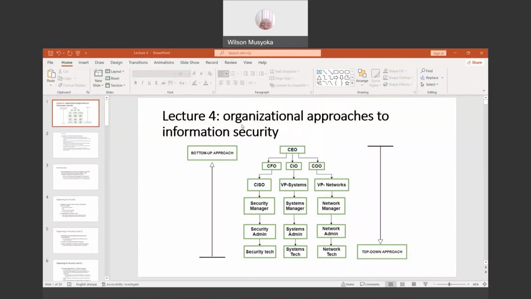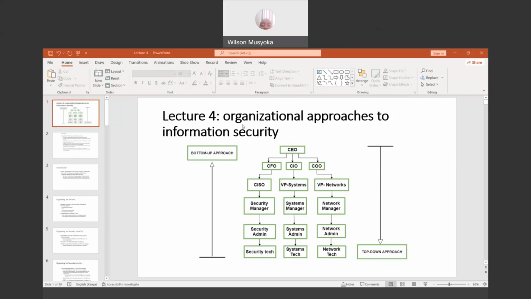The main objective of this discussion is to understand how organizations normally implement information security. And we normally have different approaches. And just a recap from our previous lecture is that we usually have two types of approaches in implementing information security.